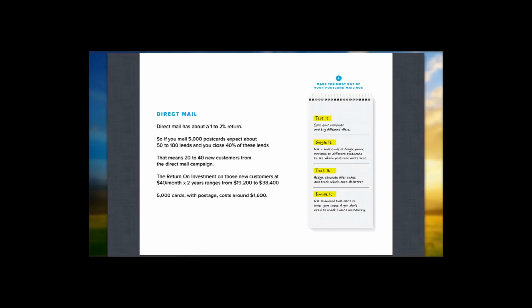So if you mail 5,000 postcards, you can expect anywhere from 50 to 100 leads. And then let's say you close 40% of those leads. So that means you have about 20 to 40 new customers based upon this direct mail campaign.